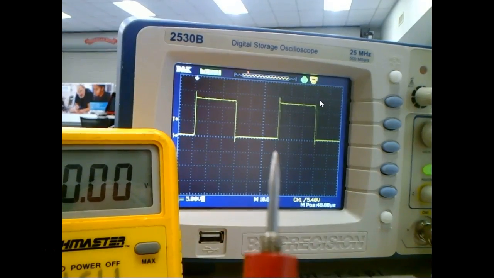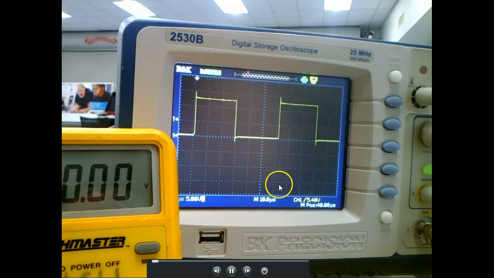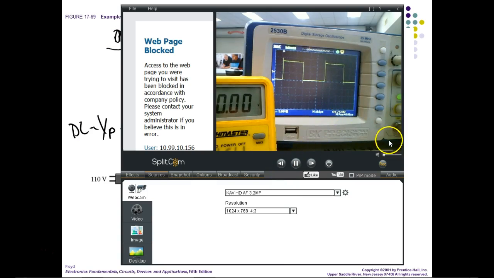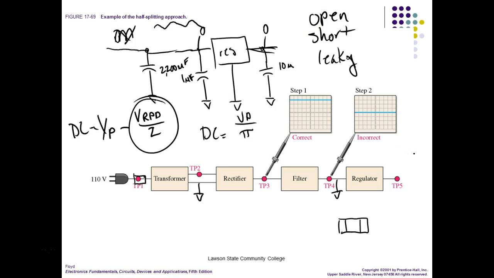So now I'm going to measure this relative to common. So how much voltage should AC drop if it's good? 0. Yeah. So what that means is I should measure the same thing on this side that I measure on that side. So if I measure 0 on both sides, you got a big problem.